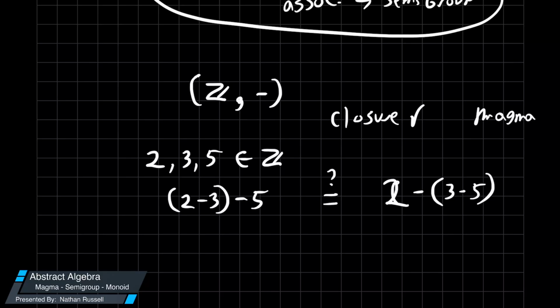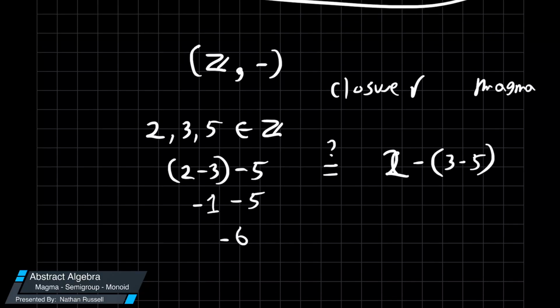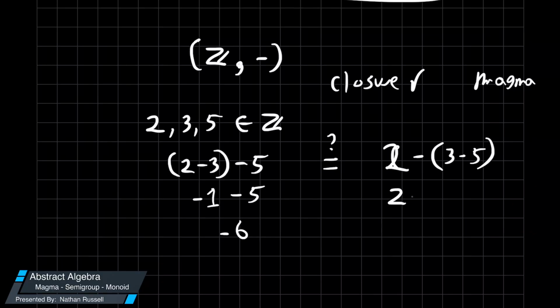Okay, notice that I first over here grouped the 2 and the 3 together, and then subtract the 5. And over here, I'm grouping the 3 and the 5 together, and then the 2. So over here we have a negative 1, and then we're subtracting 5, and then we get negative 6. Over here we have 2 minus, what is 3 minus 5? That's negative 2. 2 minus negative 2 becomes a positive 4.